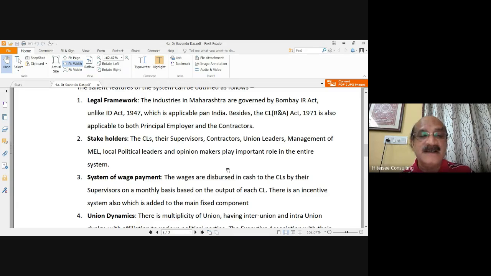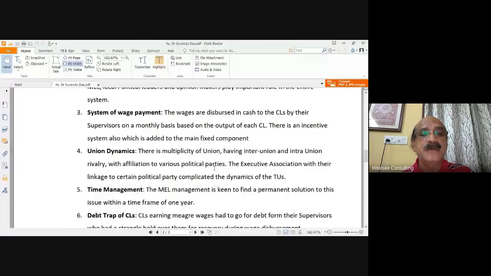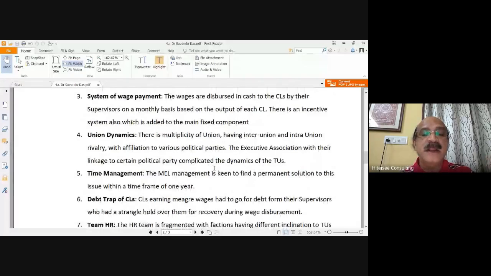Management of MEL was suffering a lot. Local political leaders like the MLAs and MPs who belong to different trade unions had a lot of influence, and there were many opinion makers who played an important role. The system of wage payment was on a monthly basis, but it was paid in cash to the contract labor by the supervisors. The incentive system was also added to the main fixed component of the wages.